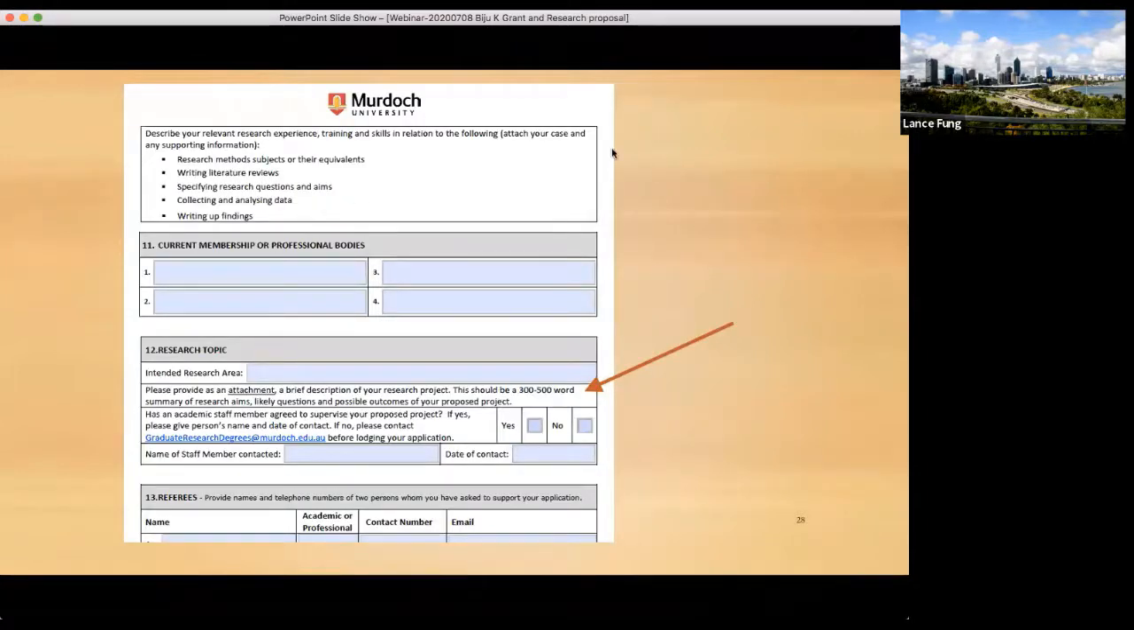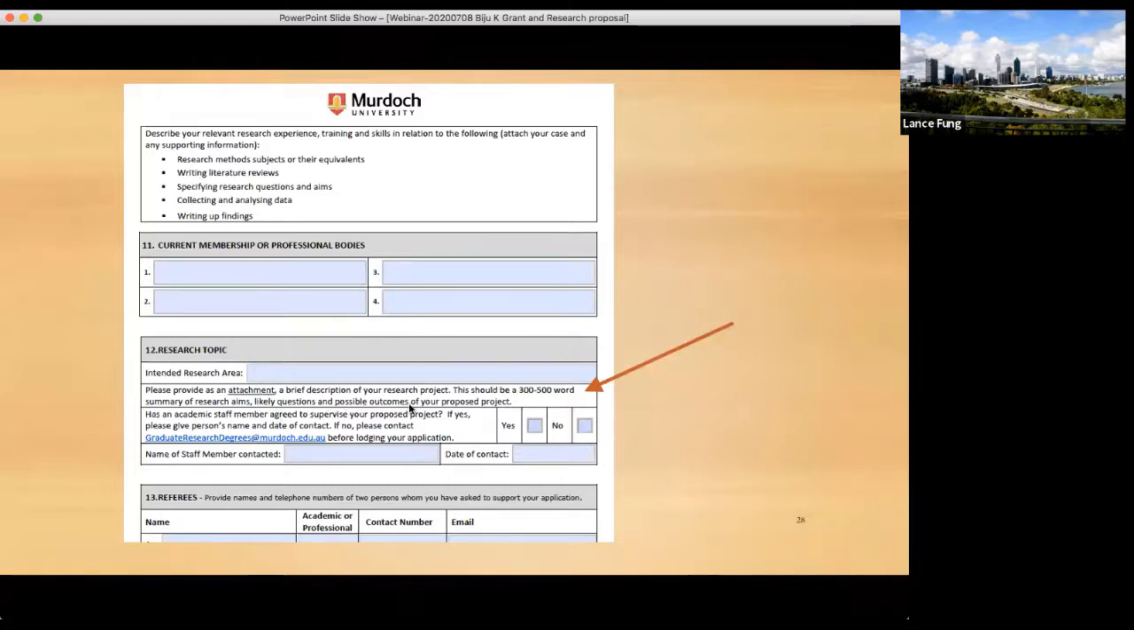Apart from the research experience, you also see the professional bodies, which are important; IEEE is obviously one of them. Then you see the proposal. For admission, you only require 300 to 500 words. What is required here? We expect you to give a summary of your research aims, or the likely research questions you're looking at, and also the possible outcomes.